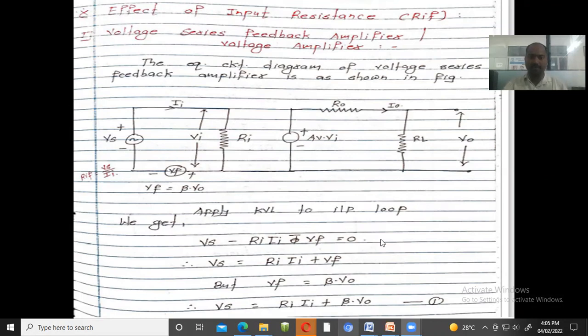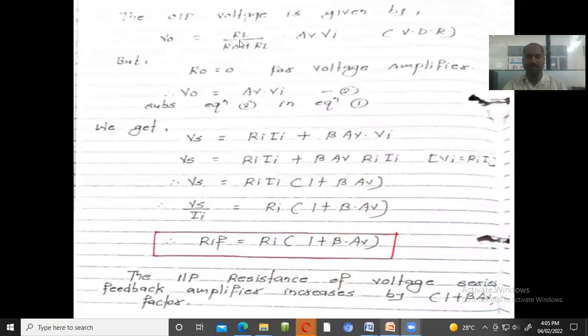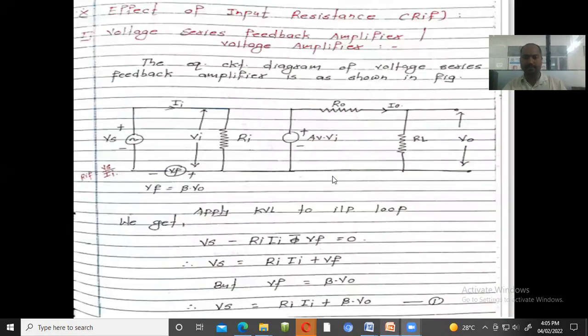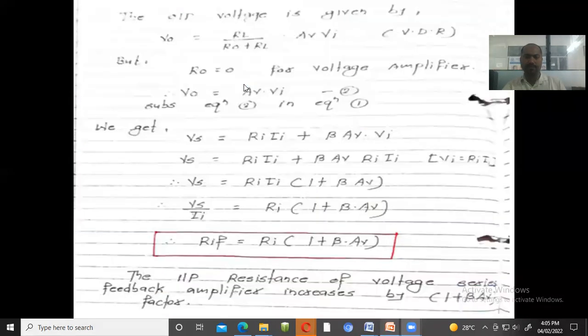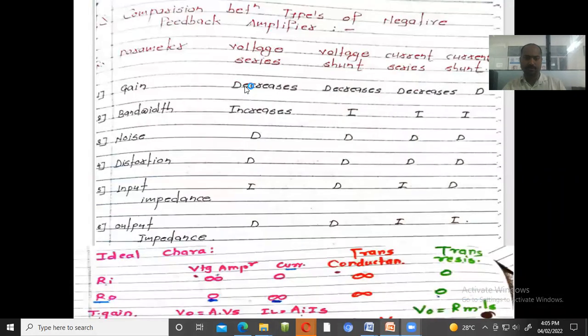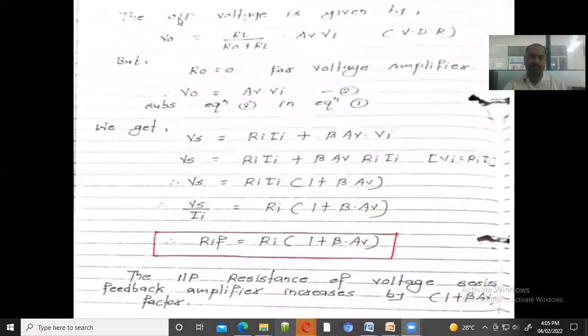We are discussing the voltage divider rule applied: V0 equals RL divided by R0 plus RL into applied voltage Av into Vi. When we discuss voltage series feedback, we have seen that the value of R0 for voltage series feedback is 0. Voltage series is called a transresistance amplifier. So the output voltage is given by V0 equals RL by R0 plus RL into Av into Vi.